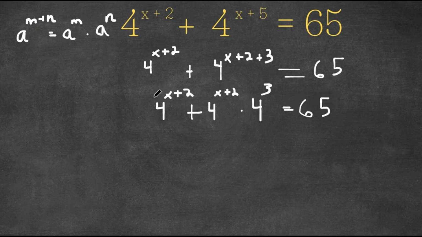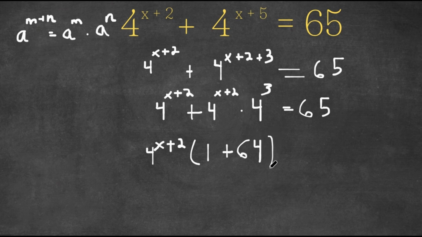So now I'm going to factor out 4 to the power of x plus 2 from the left side of this equation. If I do that, we get 4 to the power of x plus 2 times, 4 to the power of x plus 2 divided by 4 to the power of x plus 2 is 1, plus 4 to the power of x plus 2 times 4 to the power of 3 divided by 4 to the power of x plus 2 is simply just 4 to the power of 3, and 4 to the power of 3 is 64.